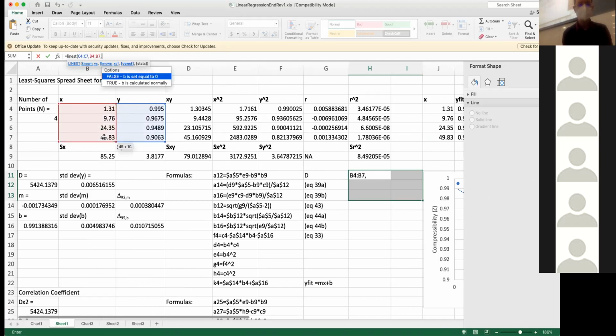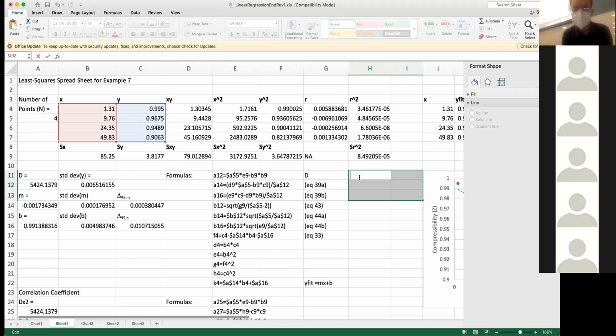And then there are two options. If I choose false, then it sets the intercept equal to 0. If it's true, then it calculates an intercept. So I want true because I want to calculate what the intercept is. And then I want to return additional regression statistics. So I hit true again here. And then in my case, I have to hit Control Command Return, I'm sorry, Shift Control Enter.